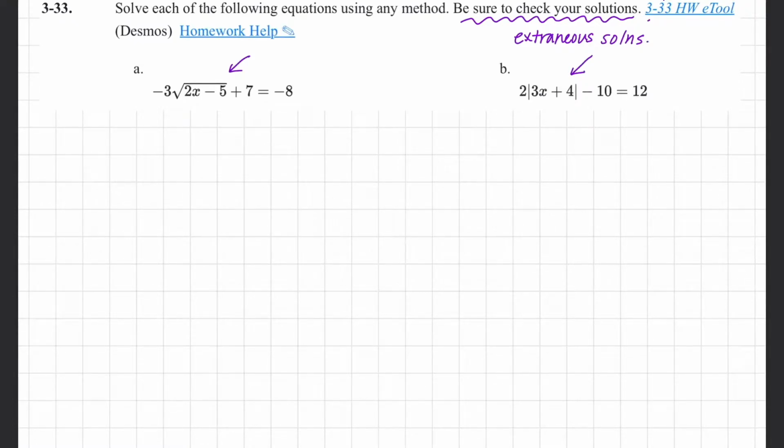I'm going to do A as the first part, and then in the second part of the video, I'll do part B. So if you'd like to see part B, you can skip ahead. Or if you'd like to see part A, then stay from the beginning of the video.